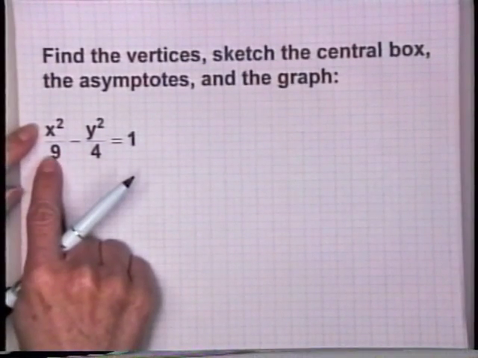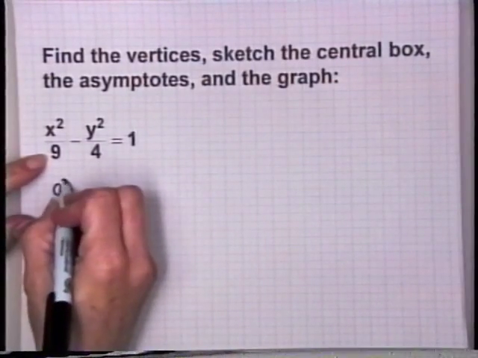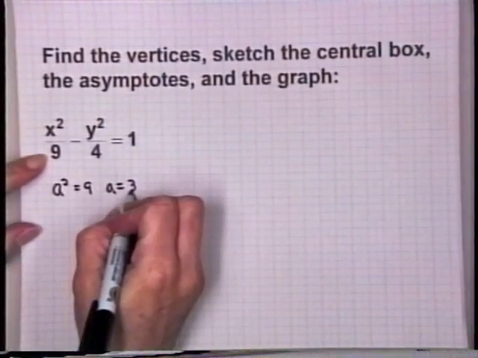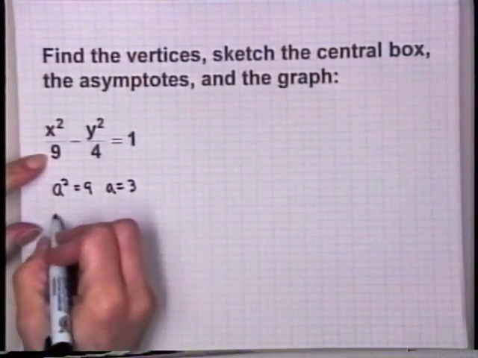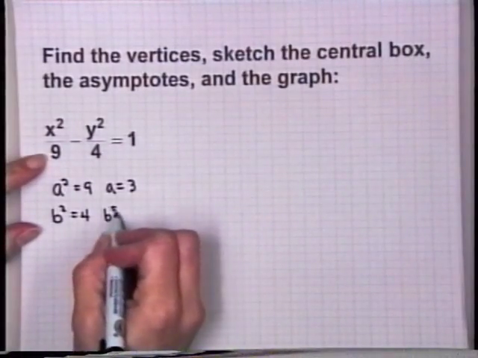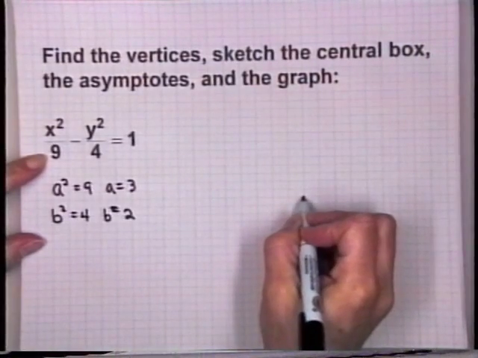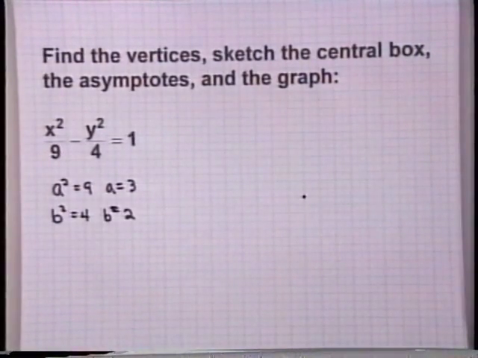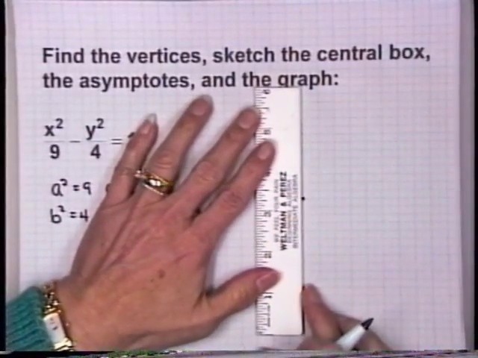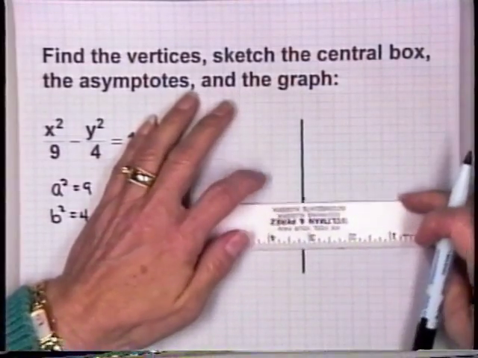Since our x term, our x squared over 9, is our positive term, 9 is our a squared. So a squared equals 9 gives me a equals 3. My b squared is 4. That's under y, so my b is 2. Now, let's pick a point over here to be our origin. And just to be sure that you can see these lines, let me do a quick little xy axis for us over here.